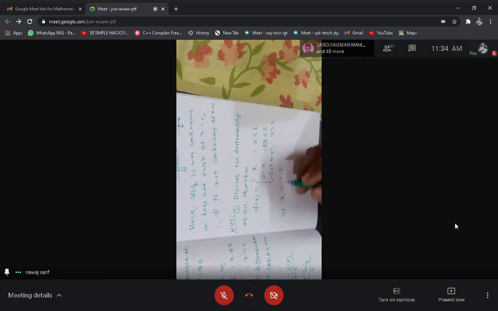If these two are not equal, that means if the left hand limit and right hand limit of the derivative are not equal, then that function is not derivable.